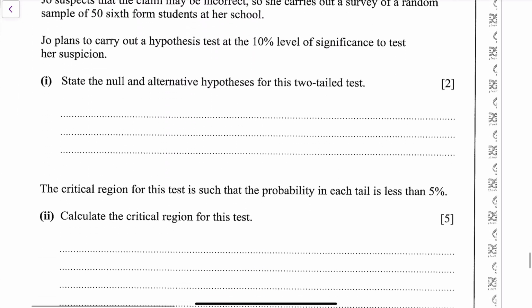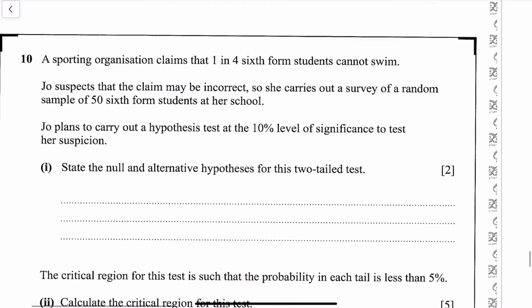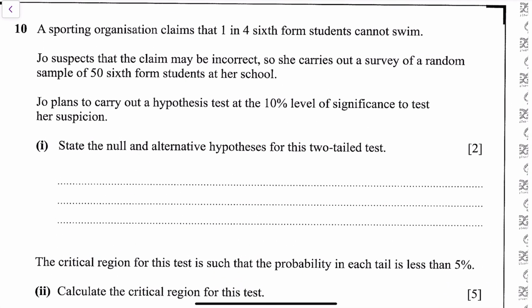Okay, right, last question, here we go. It says, a sporting organisation claims that 1 in 4 sixth form students cannot swim. Jo suspects that this claim may be incorrect, so she carries out a survey of a random sample of 50 sixth form students at her school. Jo plans to carry out a hypothesis test at 10% level to test her suspicion. State the null and alternative hypothesis for this two-tailed test. So it tells you it's two-tailed.